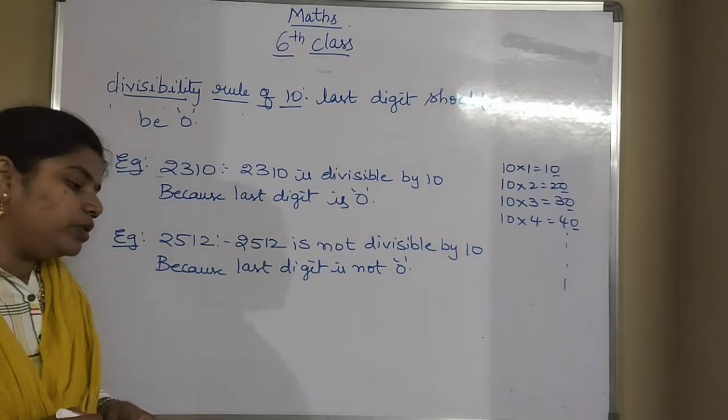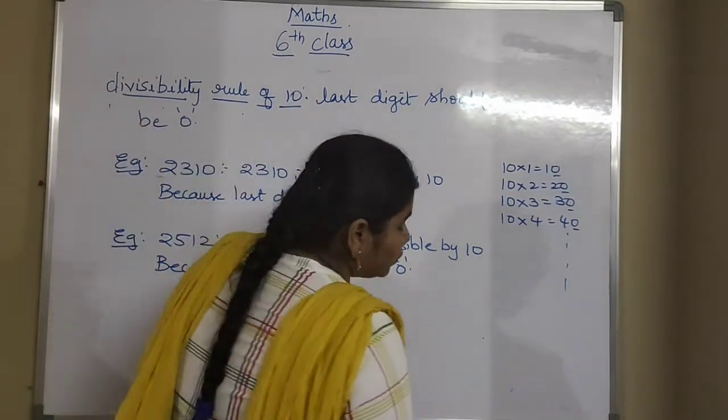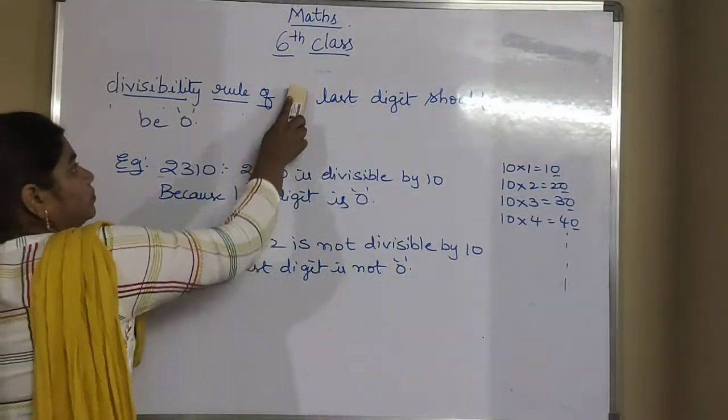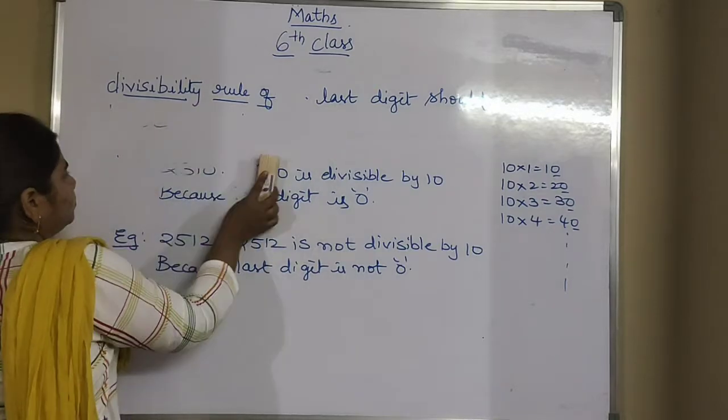So the last divisibility rule is 11. So what is the divisibility rule of 11? We will see. Listen carefully.